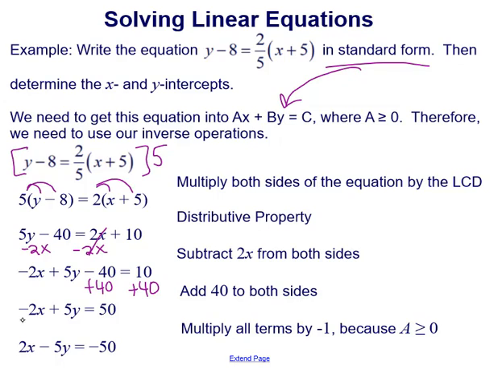But because we want a to be positive, or 0, but in this case it's negative 2, we want it to be a positive 2. So we'll multiply that entire equation, all terms, by negative 1 to finally get the standard form of 2x minus 5y equals negative 50.